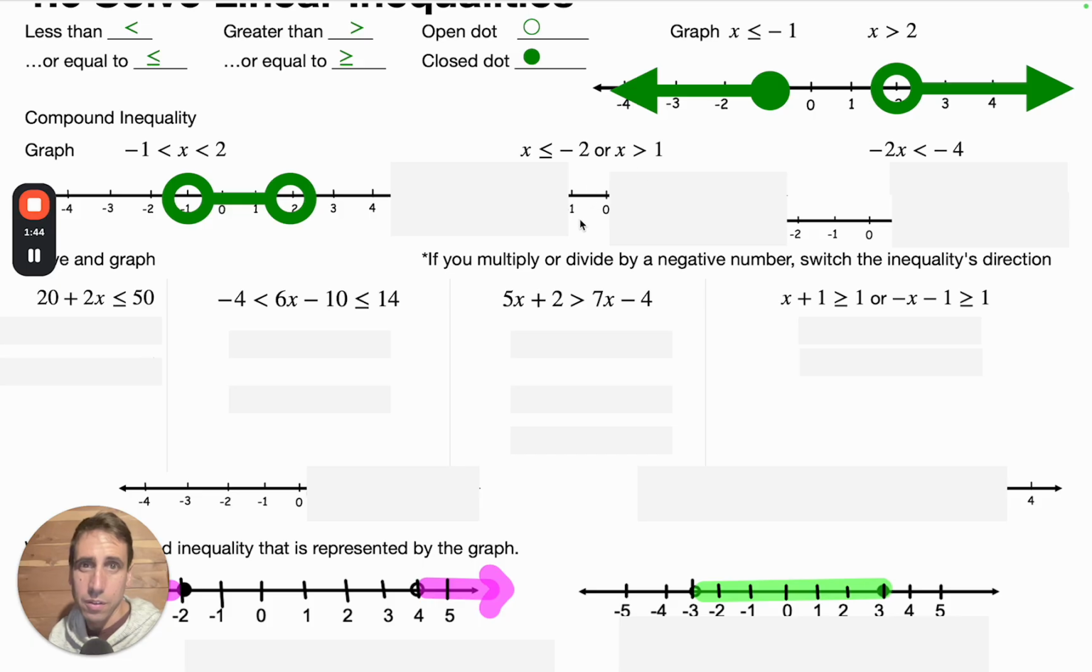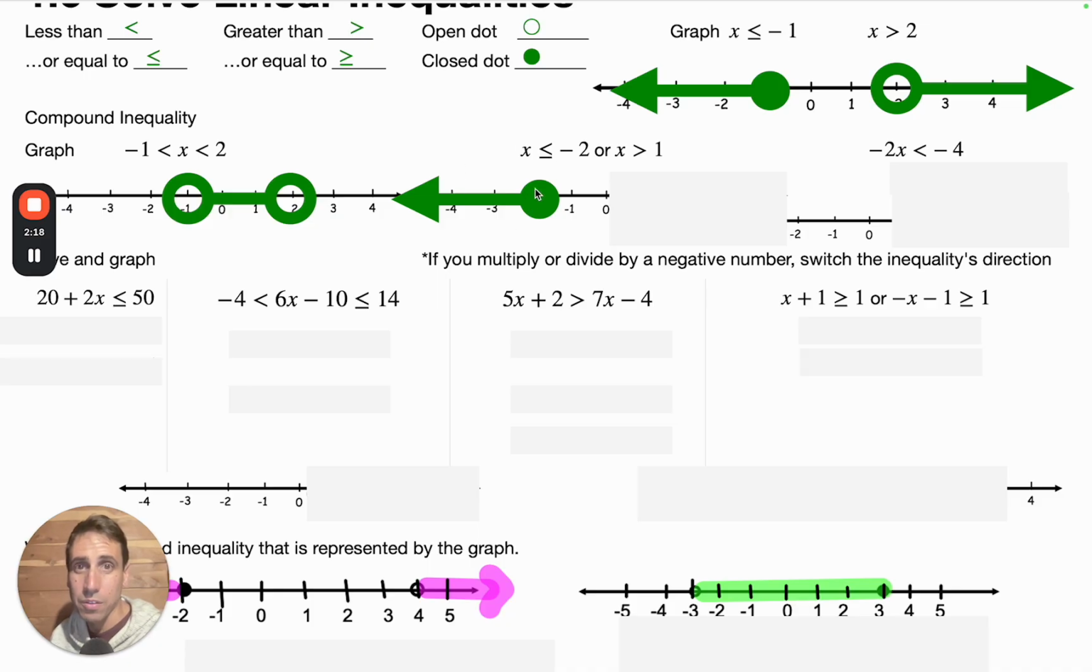Here's another. What if you wanted to graph these two ideas at the same time? All the numbers that are less than or equal to -2 or greater than 1. Here's less than or equal to -2. You can see it's going in this direction. By the way, if you ever see the variable first, then the symbol, then the number, and you forget which direction to shade, the symbol and the arrow are going to be the same. So x is less than or equal to -2, same thing going on right here.